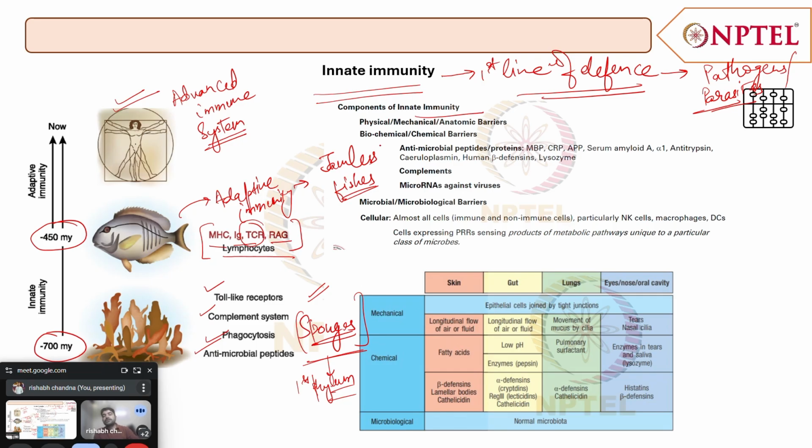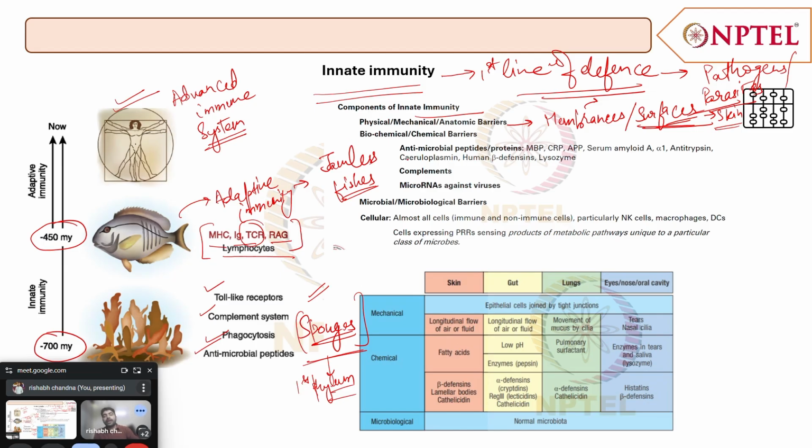First is the physical, mechanical, or anatomic barriers. This corresponds basically to the membranes or the surfaces. Membranes in terms of mucous membranes as present in the gut or the respiratory tract, or surfaces like the major one, skin.